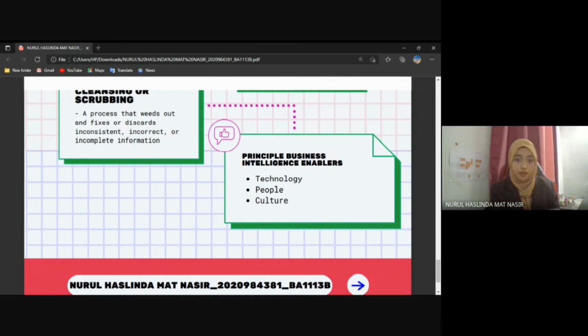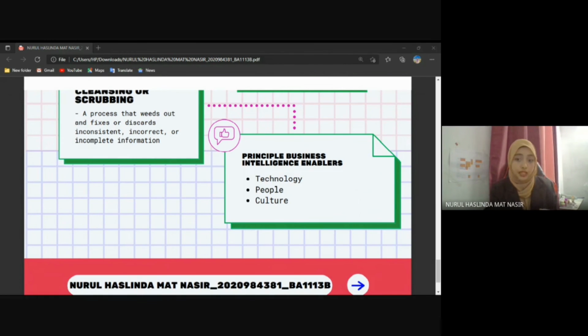Now we move to the last point, which is the principal business intelligence enablers. They have three. The first one is technology. Even the smallest company with BI software can do sophisticated analysis today that was unavailable to the largest organization a generation ago. The largest company today can create enterprise-wide BI systems that compute and monitor metrics on virtually every variable important for managing the company. Second, people. Understanding the role of people in BI allows organizations to systematically create insight and turn this insight into action.